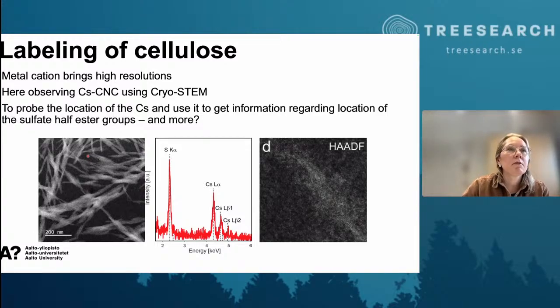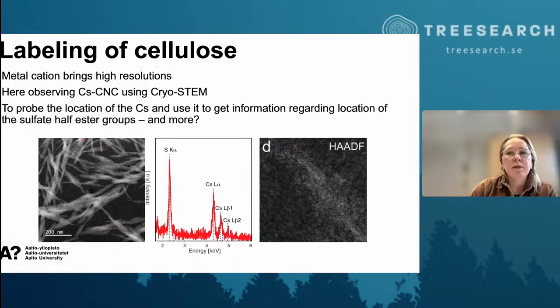Initially, I was interested in finally figuring out where the sulfation takes place in these substrates, but there's maybe much more that can be figured out with this kind of labeling. So we wanted to probe the location of the cesium and use that to get information regarding the location of the sulfate half ester groups, and why not also of the structure of the cellulose.